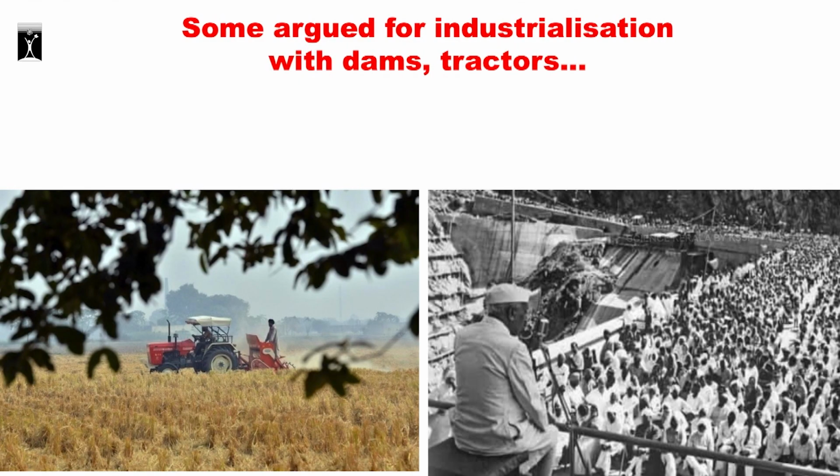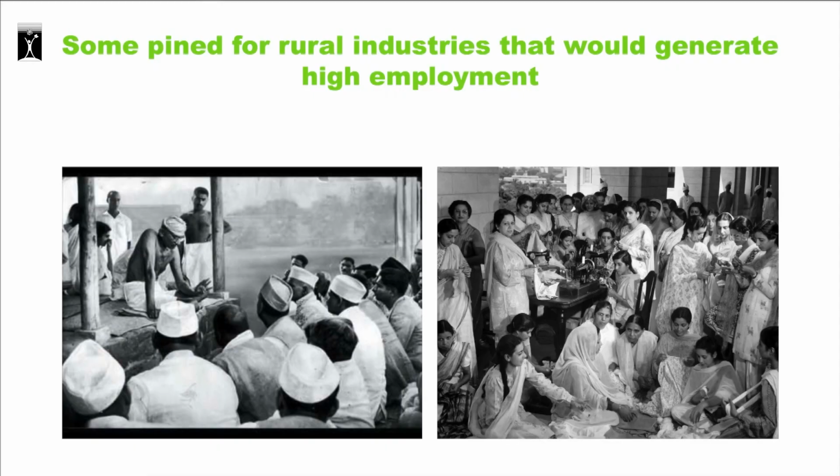True, there were a few, or a section, who argued that industrialization, dams, and tractors were needed, and that's how progress should happen. There were others who argued about rural industries that will generate high employment, keeping a large number of people in work. There was this debate in the freedom movement, but neither of them rejected science. That's, I think, a key point that we should note.